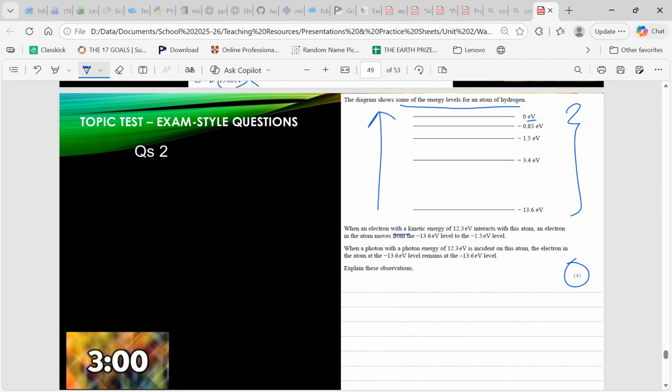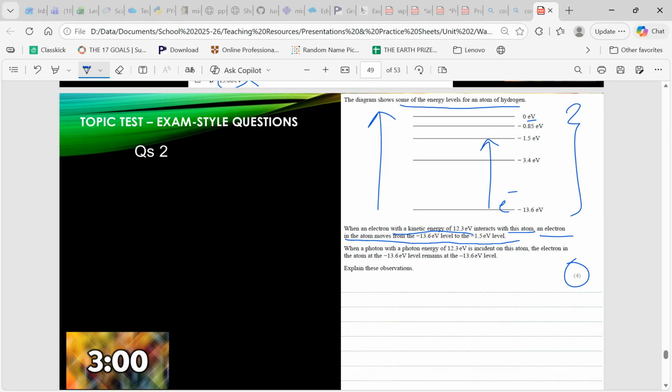An electron with a kinetic energy of 12.3 eV interacts with this atom. So they're talking about an electron which is not part of this atom, but it is a moving electron. How do I know? Because they have shown me a kinetic energy value of this electron. It interacts with this atom. An electron in the atom moves from minus 13.6 electron volt level to minus 1.5 electron volt level. So basically there is an external electron possessing some kinetic energy.